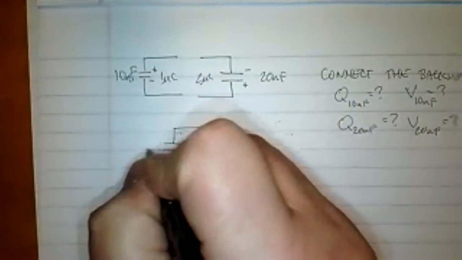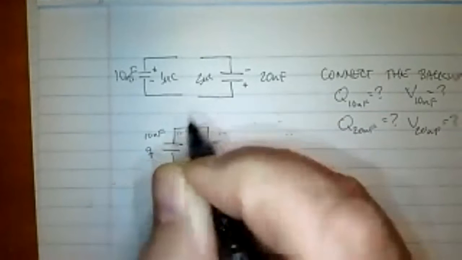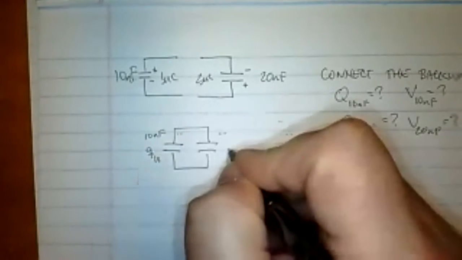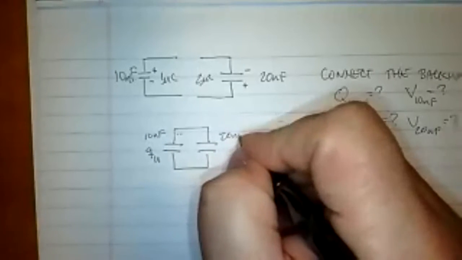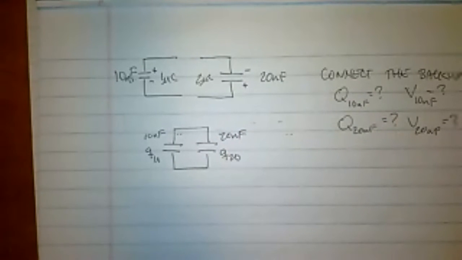And let's call this one, this is a 10 nanofarad. Let's call this one the Q10. And let's call this 20 nanofarad. And let's call this the Q20. Okay.